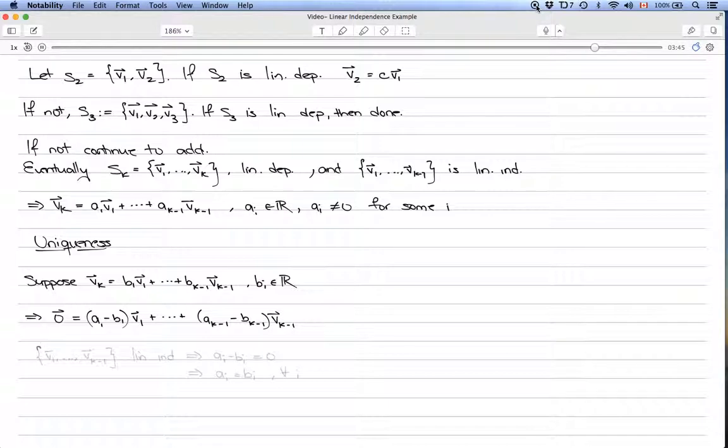But since the V1 to V sub k minus 1 vectors are linearly independent, it means that the coefficients ai minus bi necessarily equal 0, which means that ai equals bi for all i. So we cannot write V sub k as two different linear combinations of the vectors before it, and hence uniqueness.